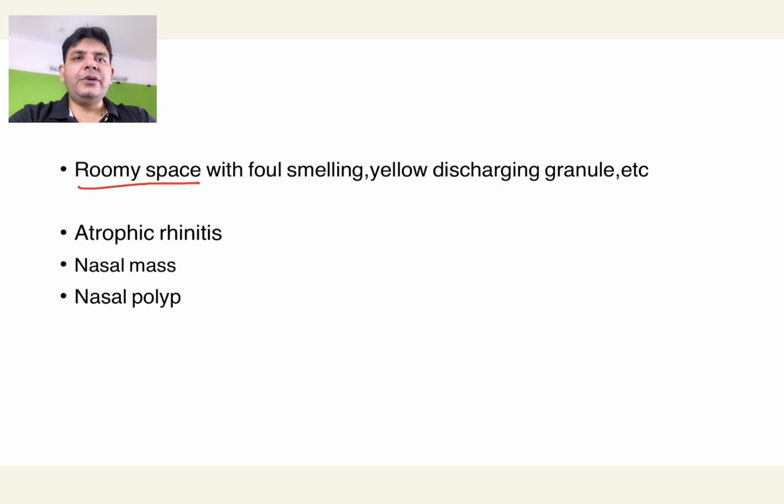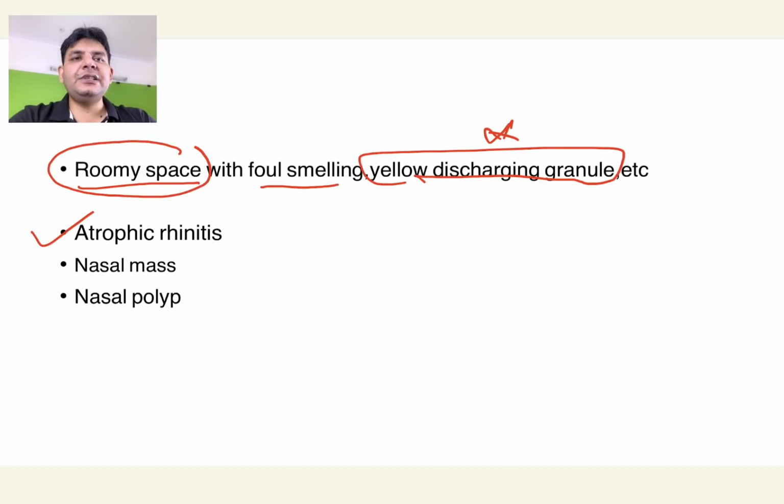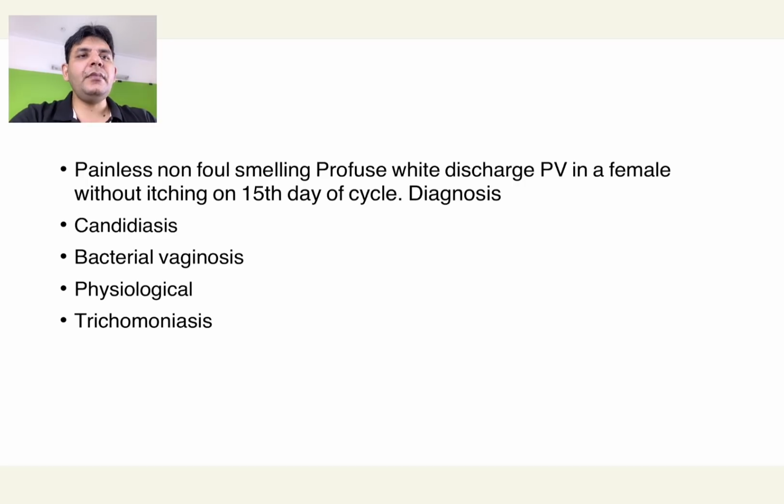Now an ENT correlation, a roomy nose with foul smelling, yellow discharging granules, was it there? I don't know. So the answer obviously is roomy nose with foul smell, that is atrophic rhinitis. Immense foul smell comes in this, and anosmia is there in this particular one. A characteristic feature, that is the roomy nose, is a feature of atrophic rhinitis. And can you tell me the bacteria which does it? That is Klebsiella ozaenae. That particular one leads to ozaena, and another name of ozaena is atrophic rhinitis.